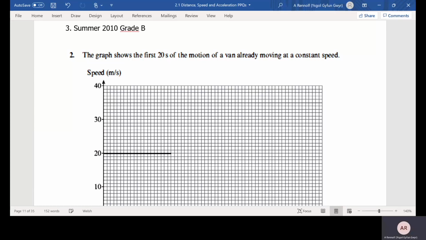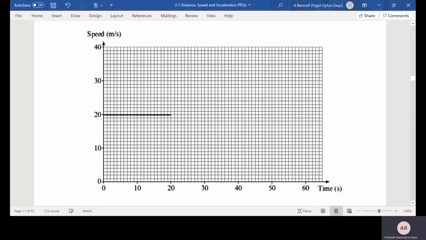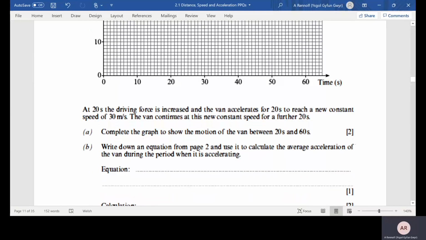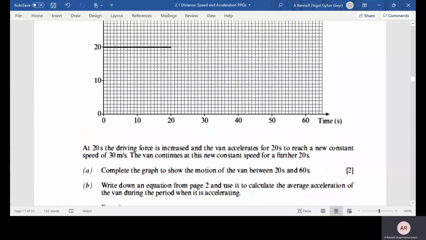So the graph shows the first 20 seconds of the motion of a van already moving at a constant speed. So the van, like we can see there, is moving at 20 meters per second, and it does so for the first 20 seconds of our journey here. At 20 seconds, the driving force is increased, so the driver puts the foot down, and the van accelerates for 20 seconds to reach a new constant speed of 30 meters per second, which it then continues with for another 20 seconds. Complete the graph to show the motion of the van between 20 and 60 seconds.